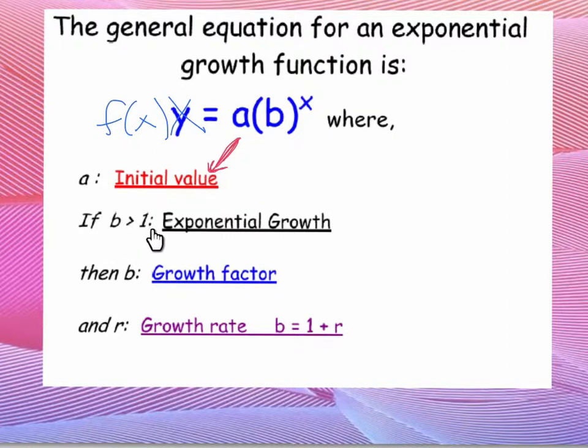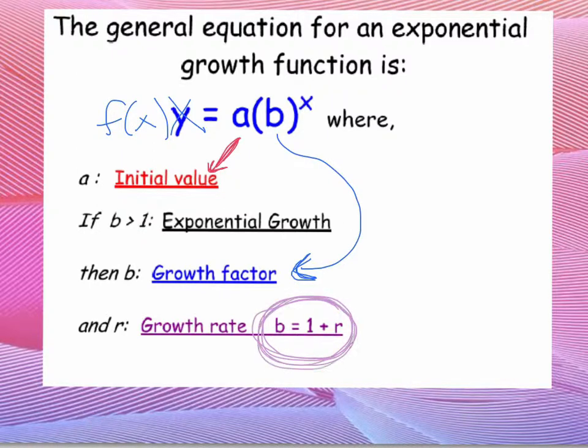If b is greater than 1, you have exponential growth. So the first thing you look for is your initial value, then you look to see if you're having growth or decay. So this is growth. Then b is a growth factor. So that number in the parentheses is called our growth factor. And if we need to know our growth rate, b will be 1 plus r.